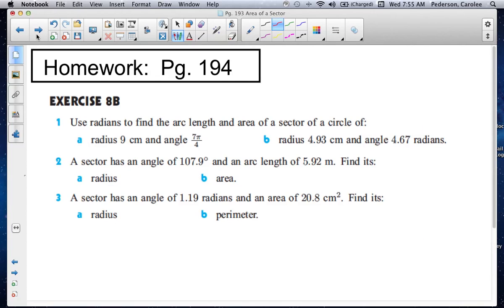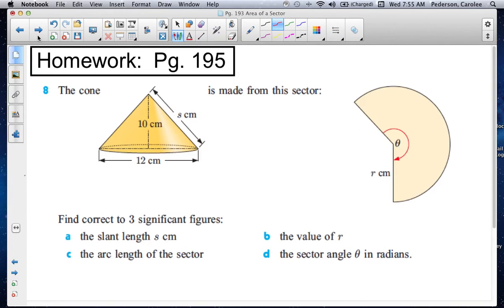There will be some homework problems in the textbook on page 194, 195.